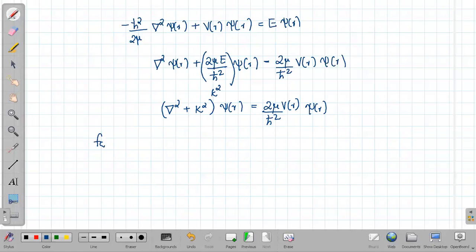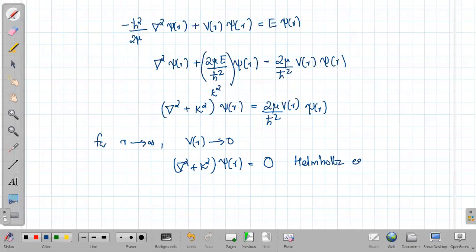Now for r tends to infinity, V of r tends to 0, and our equation becomes del square plus k square acting on psi of r equal to 0. Okay, this equation is nothing but the Helmholtz equation. Okay, now we can go back to our original equation. So this is our original equation. Now, how to find the psi of r?